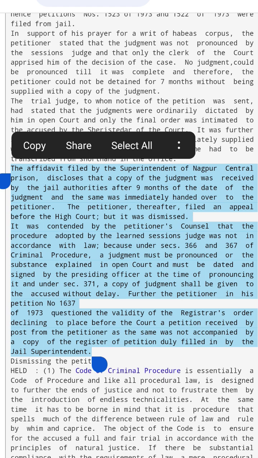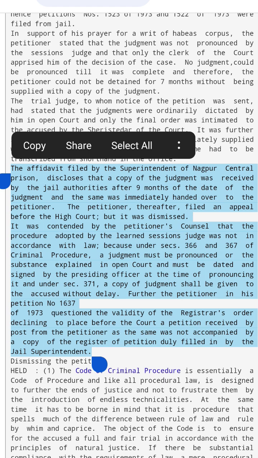The reason was that the petition wasn't accompanied by a copy of the Register of Petition. This is a special document from the jail that needs to be filled out by the jail superintendent when a prisoner sends a request to the court. Because of this missing paper, the registrar didn't put the prisoner's earlier request in front of the judge.